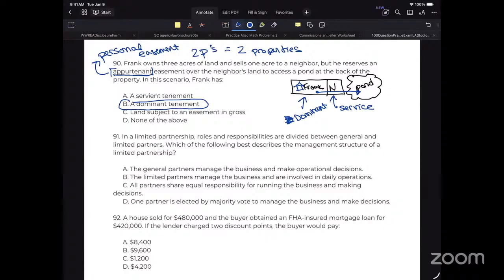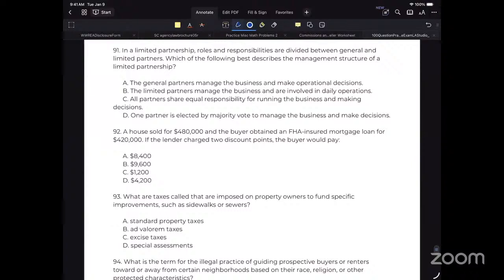So there's that. All right, 91. In a limited partnership, roles and responsibilities are divided between general and limited partners. Which of the following best describes the management structure of a limited partnership? Okay. Do we know anything about limited partners? Well, yes. If it was a full partnership, then you all go 50-50. If something goes wrong or something goes right, everybody is responsible or equal.